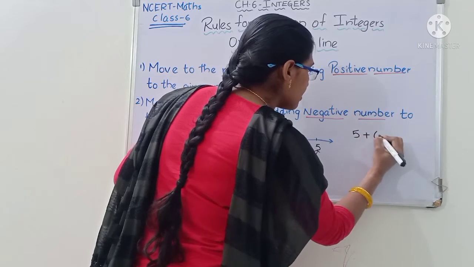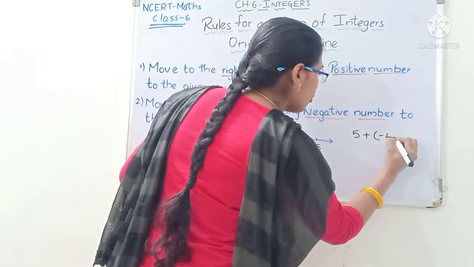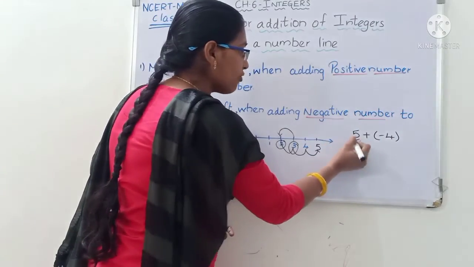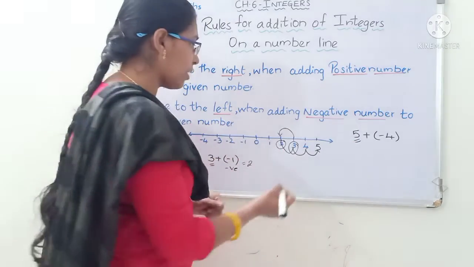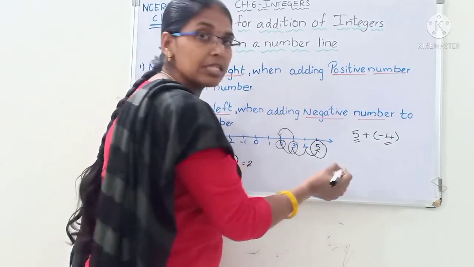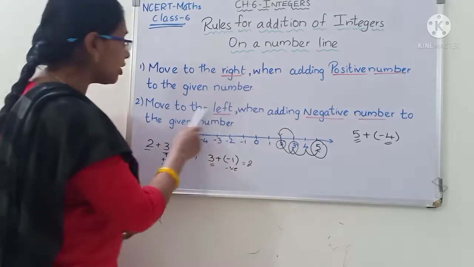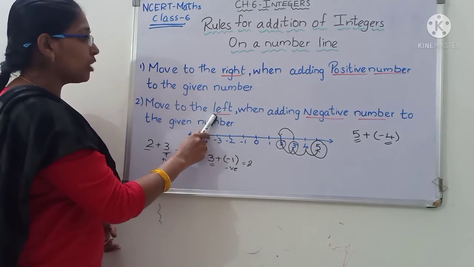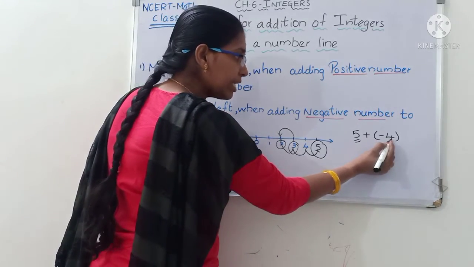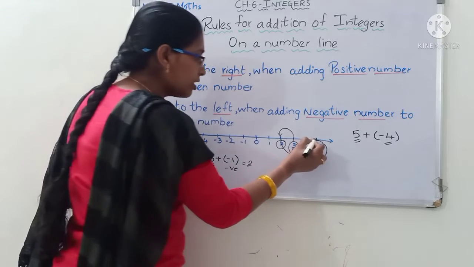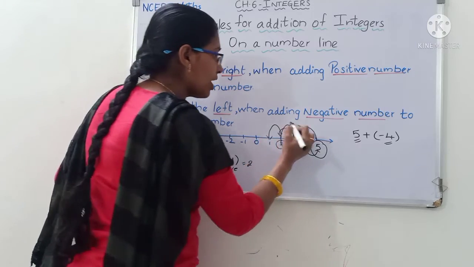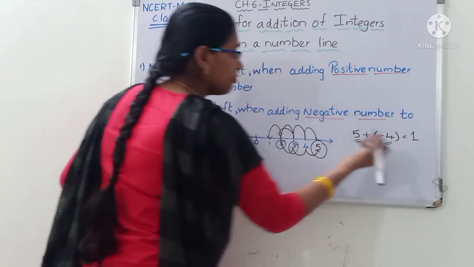5 plus minus 4. So the given question is 5 plus minus 4. First, where is 5 on the number line? The first number should be located on the number line. 5 is here. Then here we are adding a negative number, minus 4. So when negative number is added, according to the rule, move to the left. From where? From 5. How many steps? As it is minus 4, you should move 4 steps left. So 1, 2, 3, 4. You reach 1. 1 is nothing but plus 1.